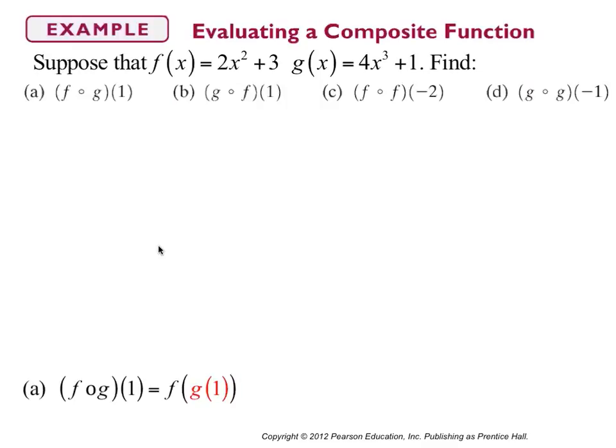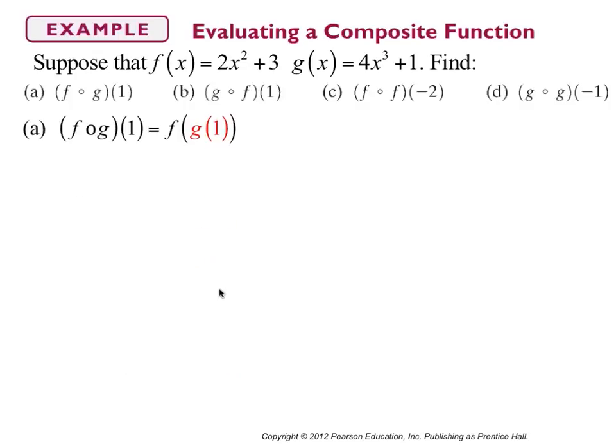Okay, let's take a look at evaluating a composite function. Let's say we have f of x equals 2x squared plus 3, and g of x equals 4x cubed plus 1. And we're just going to go through a and b. Let's say we want to find f of g of 1 and g of f of 1. So f of g of 1 means that we take g of 1 and we plug it in for f.